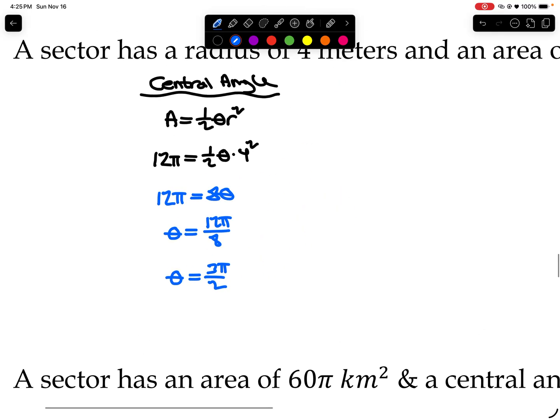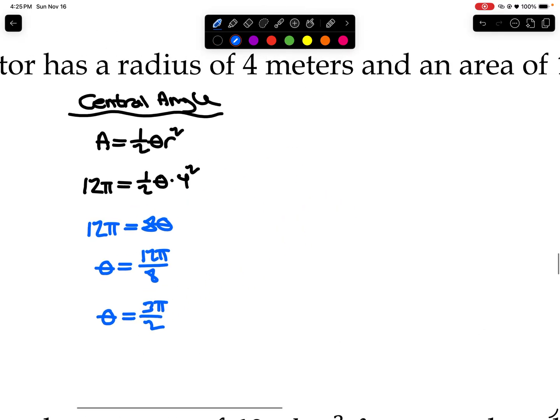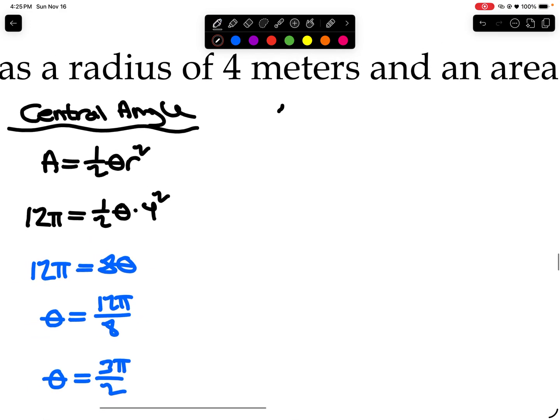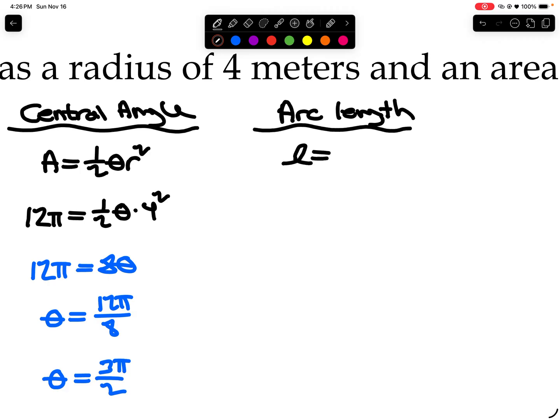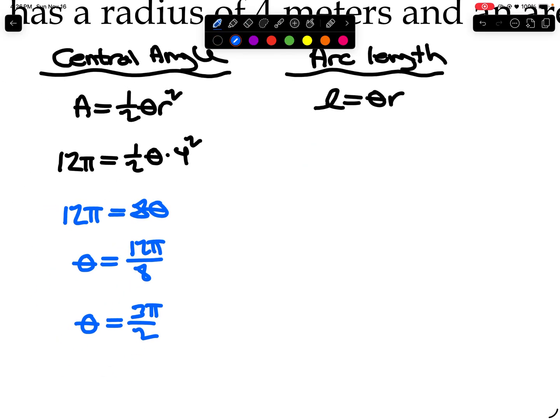So now that I have the central angle, now I can find the arc length. So the arc length, my terrible handwriting. So the arc length, of course, is going to be equal to L is equal to theta R. I try not to just write a regular L because it looks like a 1. So I write my L's in cursive.